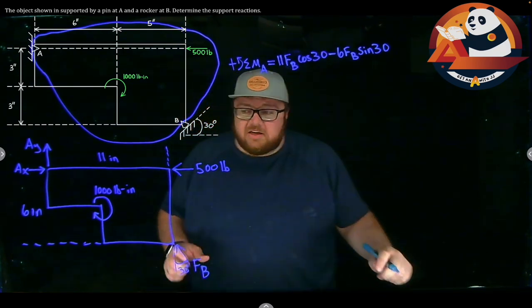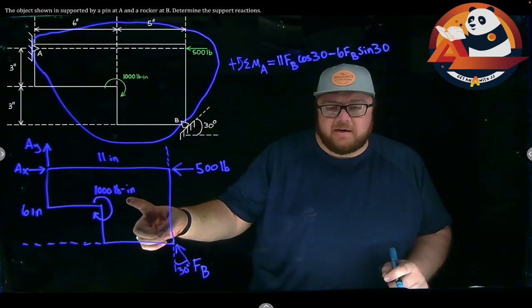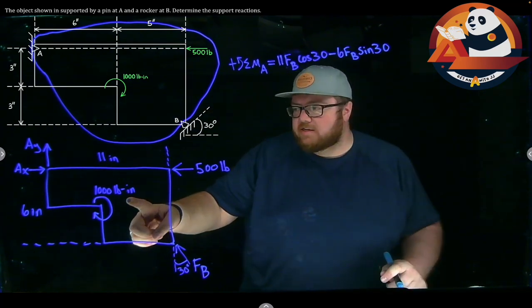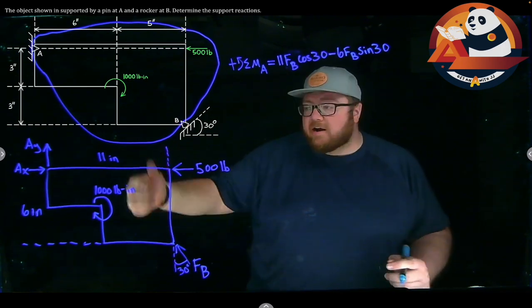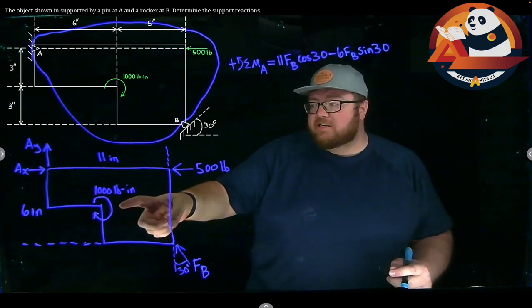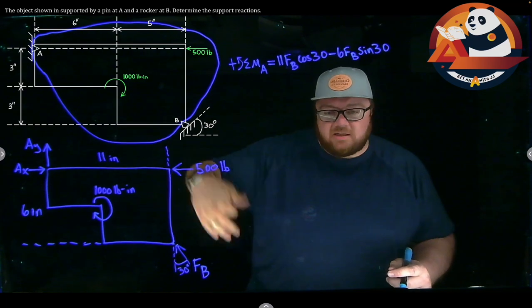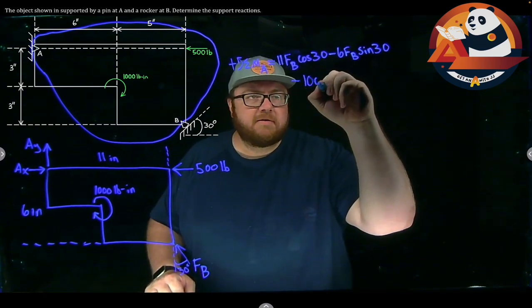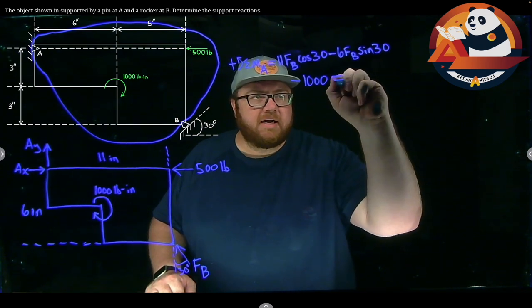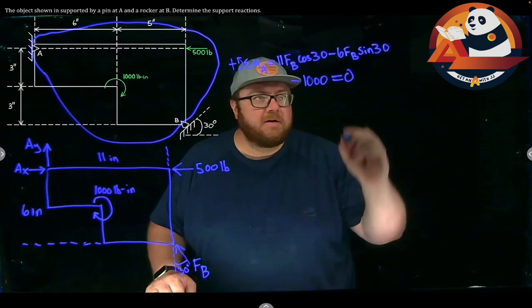Then the only other thing that would cause rotation is my couple moment in here. I'm going to go to the next line so I don't run into other things on the screen. But it's just clockwise. The location doesn't matter. I don't need a distance on that. I just put in plus or minus 1,000. It's clockwise, so I subtract it. Minus 1,000 is going to get us to 0.